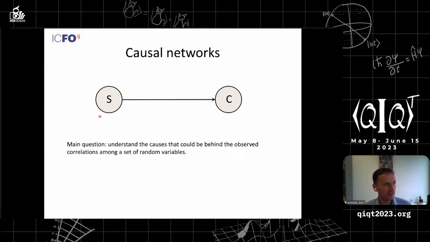Because as you know, to understand correlations, there are different causal ways of explaining some given correlations. A typical example: you make a study in which, among a population, you try to identify people who smoke and people who have lung cancer.